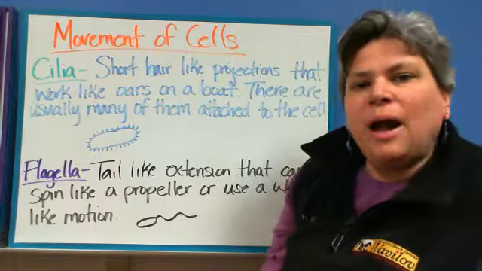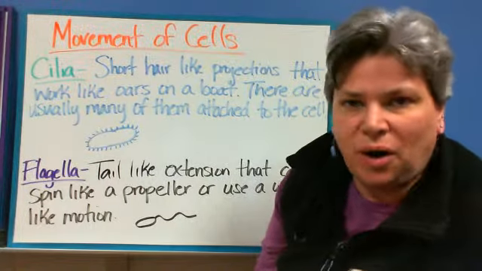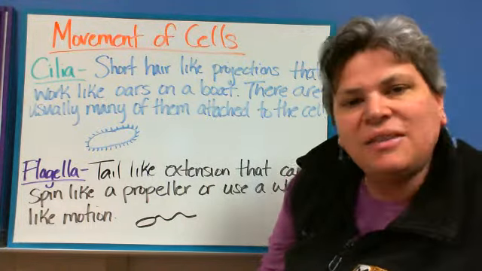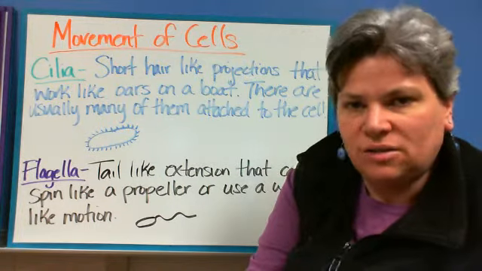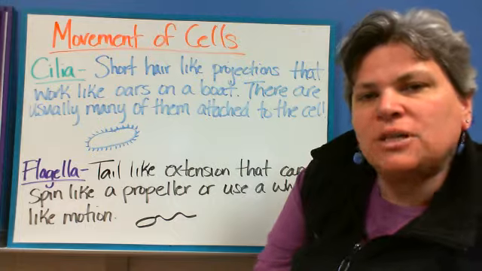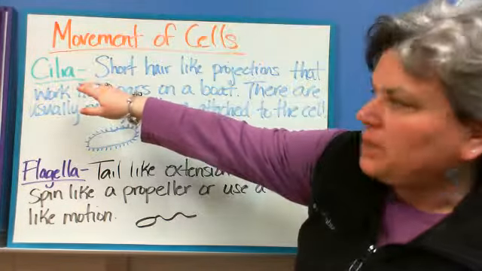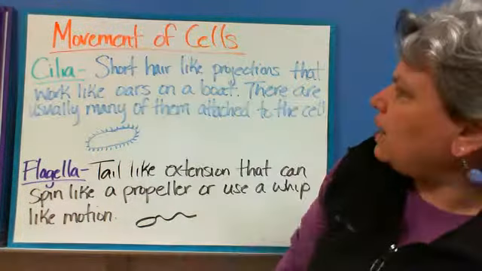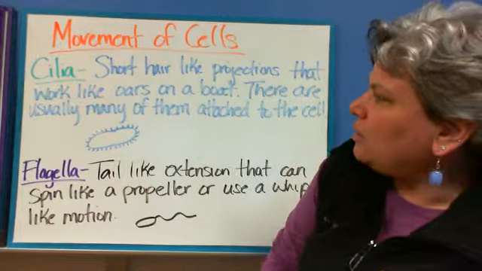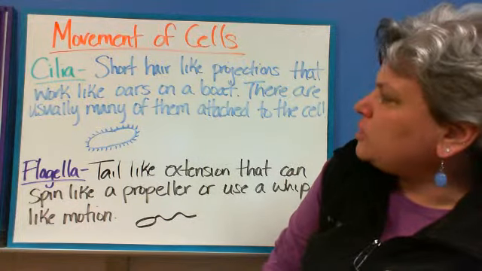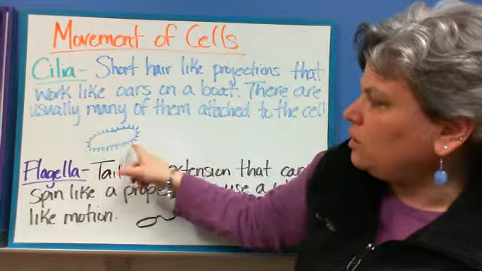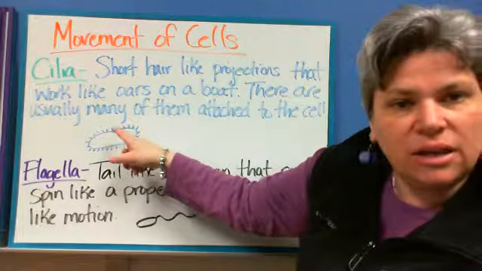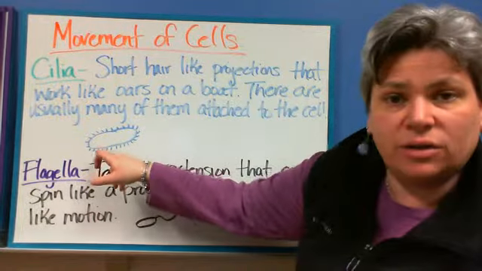And finally, probably one of the most interesting parts about cells is the fact that they can move. So if we look at the movement of cells, we have two options to help us do that. One would be cilia, which are short hair-like projections that work like oars on a boat. There's usually many of them attached to the cell. So I'm showing you a cell here that has cilia all the way around it, and they're very short.